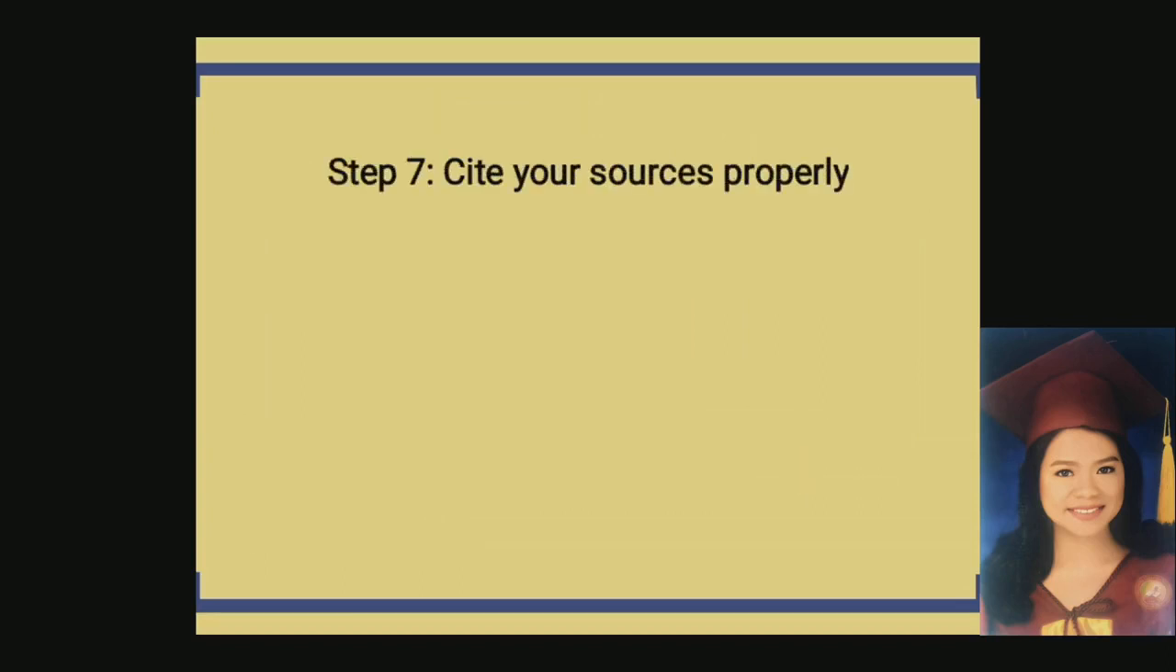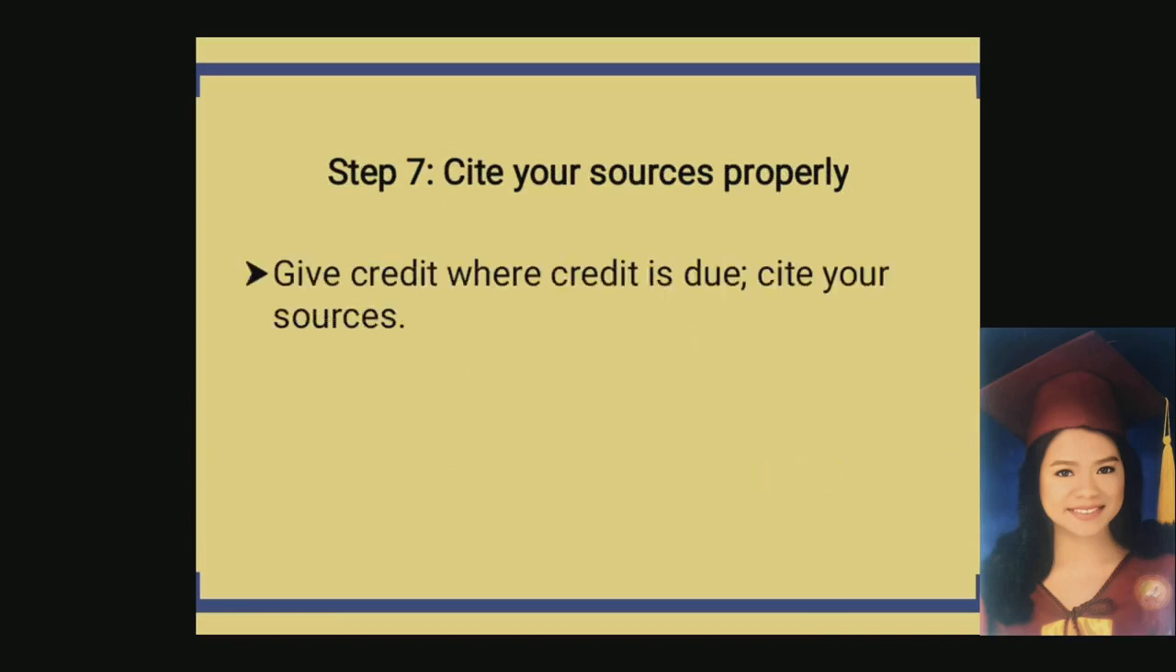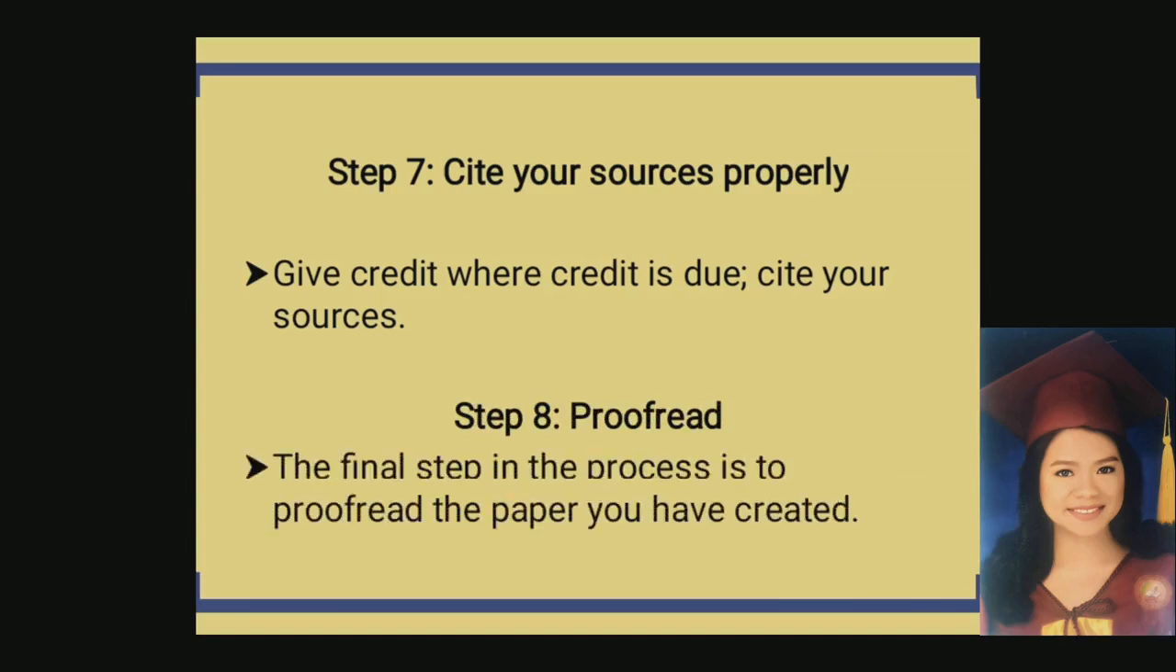Step 7. Cite your sources properly. Give credit where the credit is due. Cite your sources. Always give proper credit to avoid plagiarism. Step 8. Proofread. The final step in the process is to proofread the paper you have created. So, always be mindful. Check everything before finalizing to avoid errors.